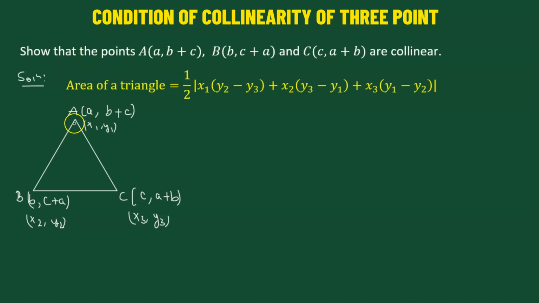Actually, what is happening here? The area is 0 means actually the point A is going to lie on the line joining B and C. That's why the area is going to come to 0. So let's check that out.